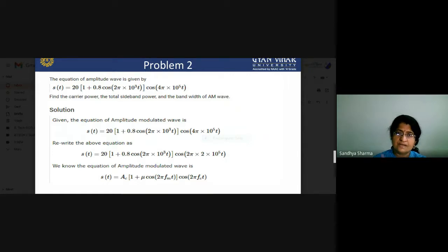Now, as we have to compare this standard equation with our given equation, we can see the amplitude of the carrier signal, Ac, is equal to 20. When we compare, we can see that this is the modulation index, and it is equal to 0.8. And 2 pi 10 to the power 3 t gives fm, the modulating signal frequency, and the carrier signal frequency is 10 to the power 5.